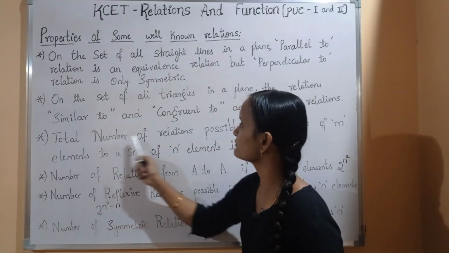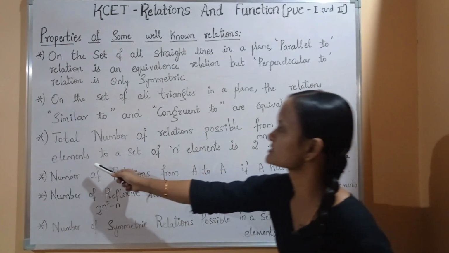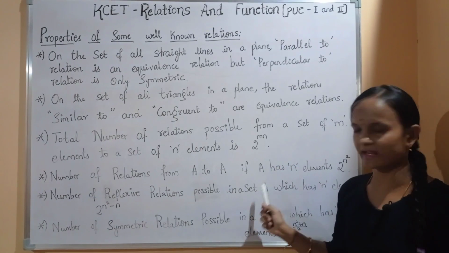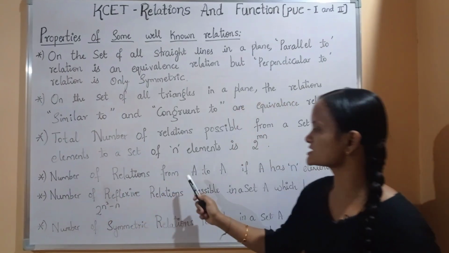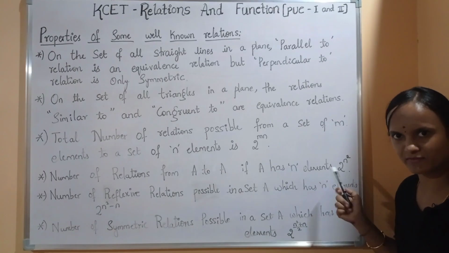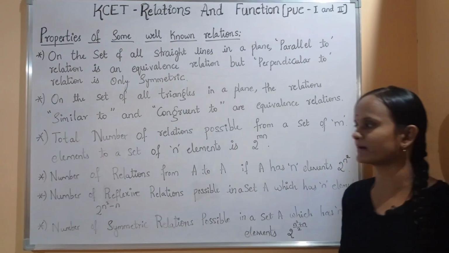Next, the total number of relations possible from a set of m elements to a set of n elements is 2 raised to m into n. You have to remember this, which is important. Next, the number of relations from A to A, if A has n elements, I already told you this. Again I am recalling it, 2 raised to n square.